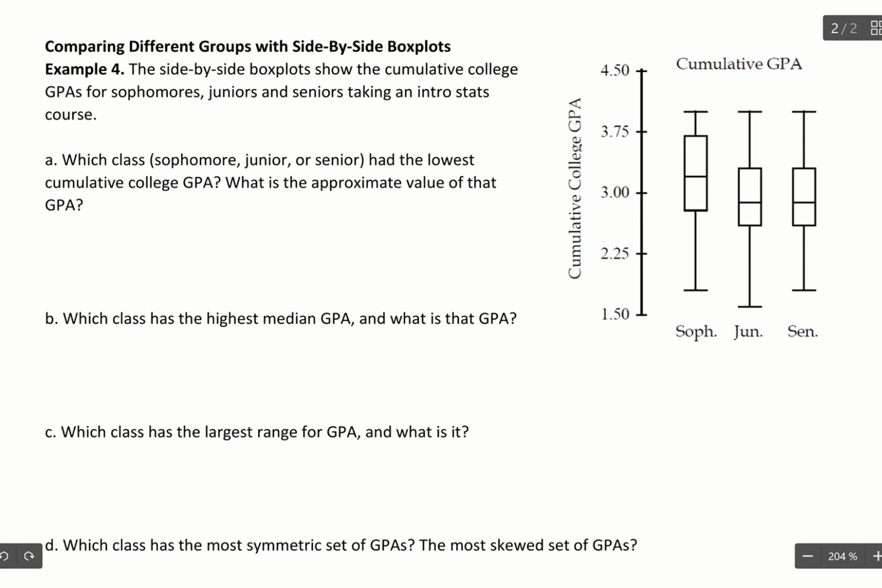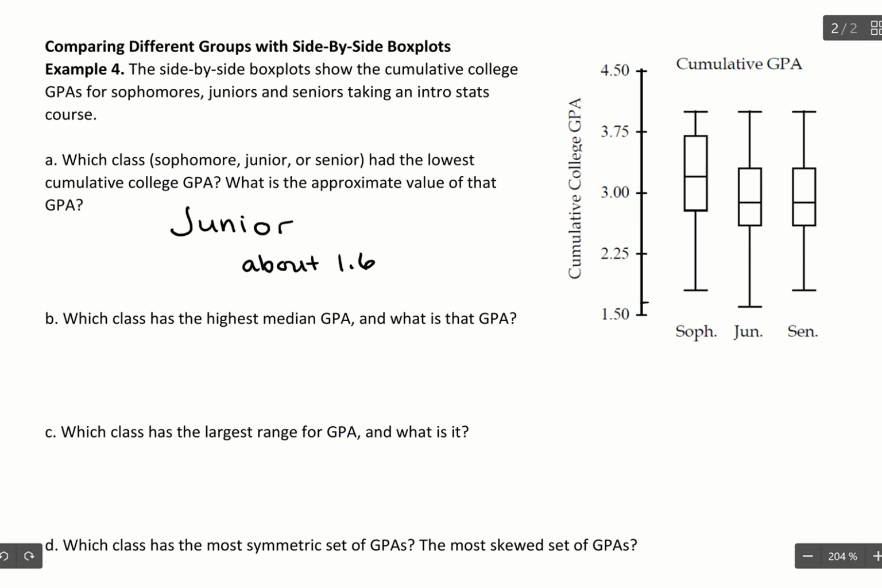So with these side-by-side box plots, first thing we're going to talk about is which class had the lowest cumulative college GPA. So with that, we're looking at the minimum, which is on the lower end of this number line. So comparing the box plots, looks like sophomores may be up close to 2, juniors is down towards like 1.6-ish, and then seniors looks like that's also up at 2. So in terms of the minimums, juniors, it's dipping lowest compared to the others, so they're going to have the lowest GPA.